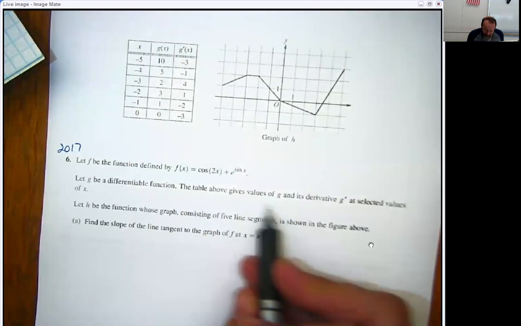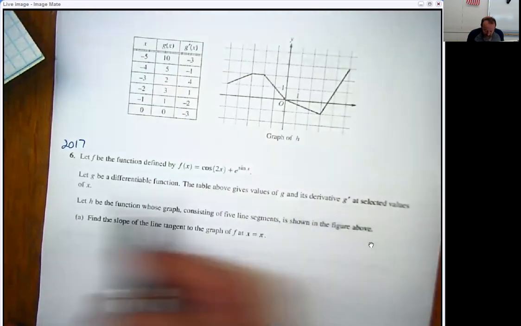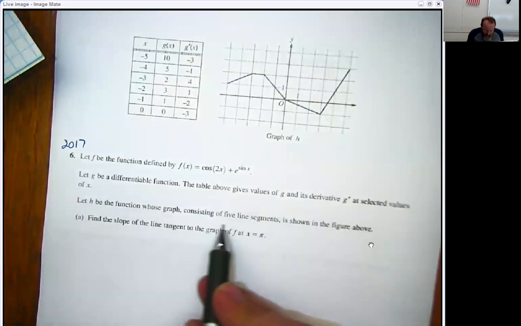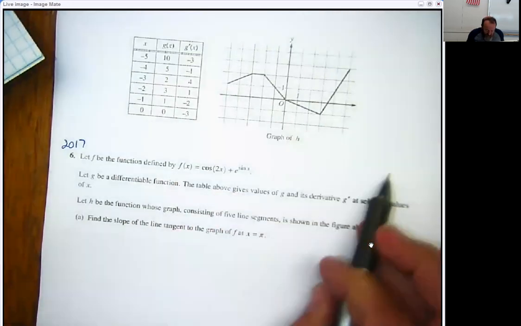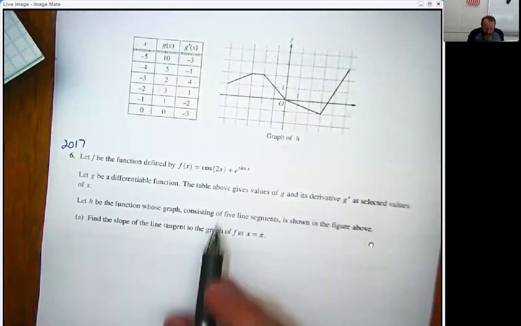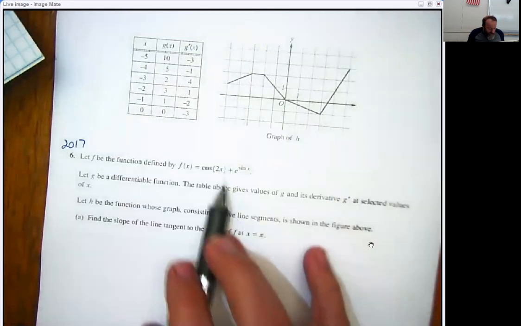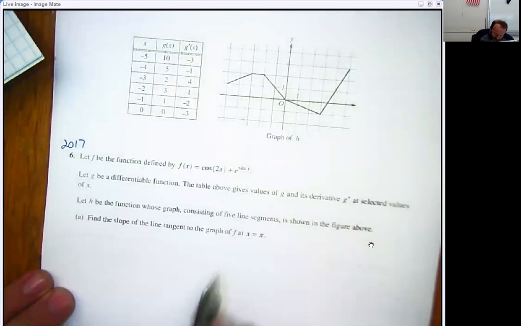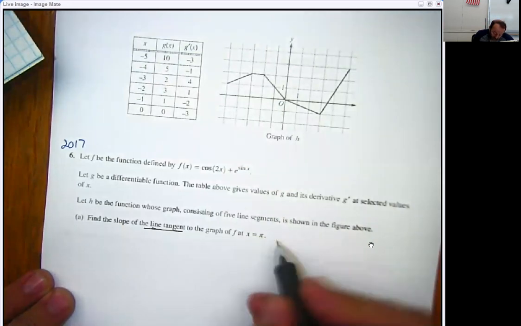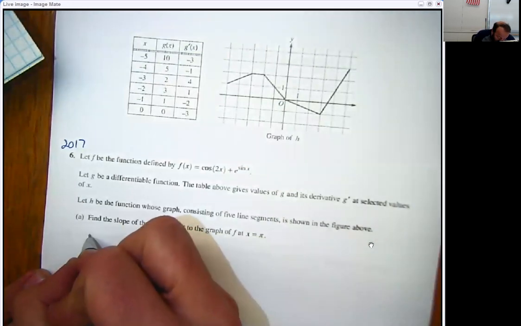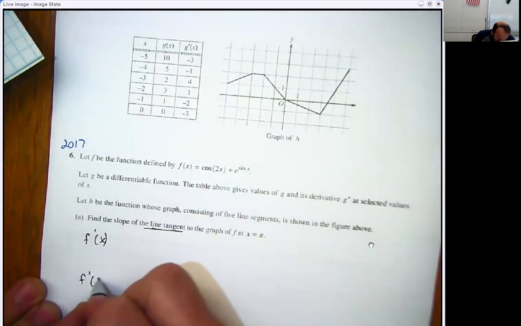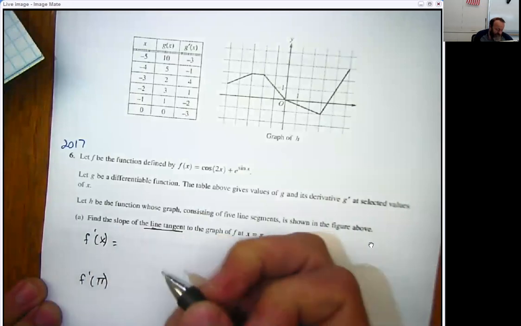And the table tells you g prime. Okay, that just tells us it gave us the stuff. So h is a function that has all these little line segments. And it says, let's find the slope of the tangent line of f. So out of these 3 functions, they're focusing us in on f. If we want the slope of the tangent line, we want to find, first off, f prime of x, and once we have f prime of x, let's find f prime of pi.